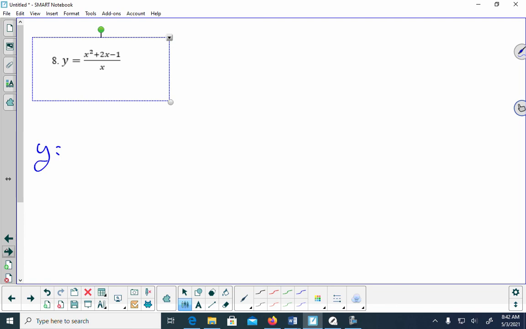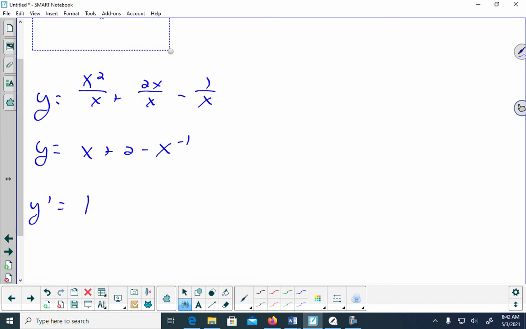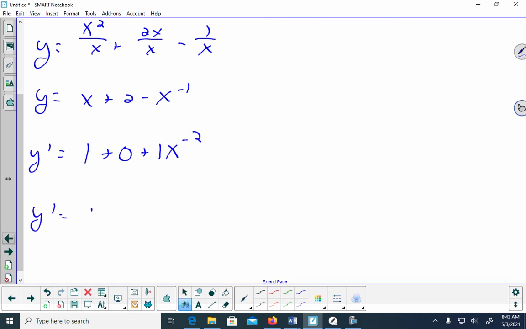Number 8, I am probably going to simplify that before I do the derivative instead of doing the quotient rule. So I'm going to think of this as x squared over x plus 2x over x minus 1 over x. So I am going to rewrite this as x plus 2 minus x to the negative 1. Now when I find the derivative, it'll be 1. The derivative of 2 will be 0. And then negative 1 times negative will be a positive 1. And then x, decrease that power by 1. So I'm going to end up with my derivative being 1 plus 1 over x squared. And I left it like that. I think that's fine if I leave it like that.